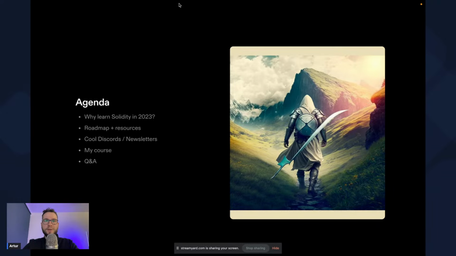Then I will jump to the next topic, which is, I think, the most popular question that I'm getting in some direct messages and on some Discords and so on. It's about the roadmap: exactly the steps and knowledge that are necessary to become a Solidity developer. I will cover this, and I will also give you a lot of links to free resources.